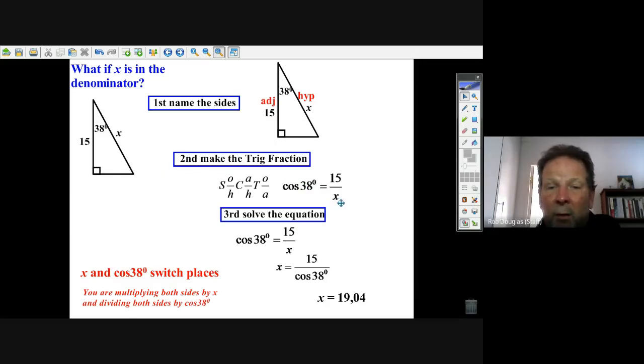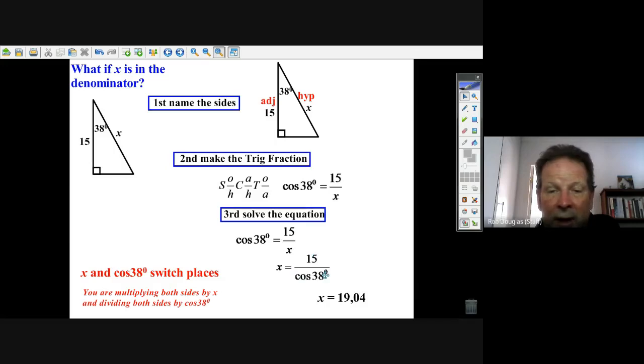Whenever you have one thing equaling a fraction, these two bottom guys can trade places. You could try it with numbers and see that it's just true. In an algebra sense, what you're doing is multiplying by x and dividing both sides by cos 38. You kind of do that all in one step. These guys trade places, and your answer is 15 divided by the cos of 38 degrees.